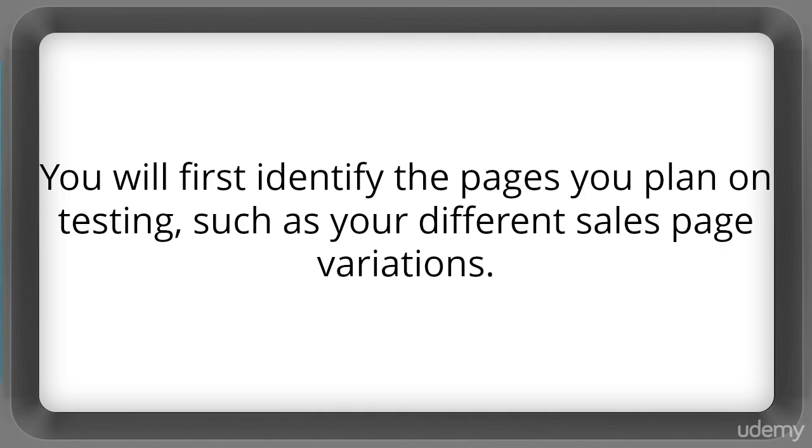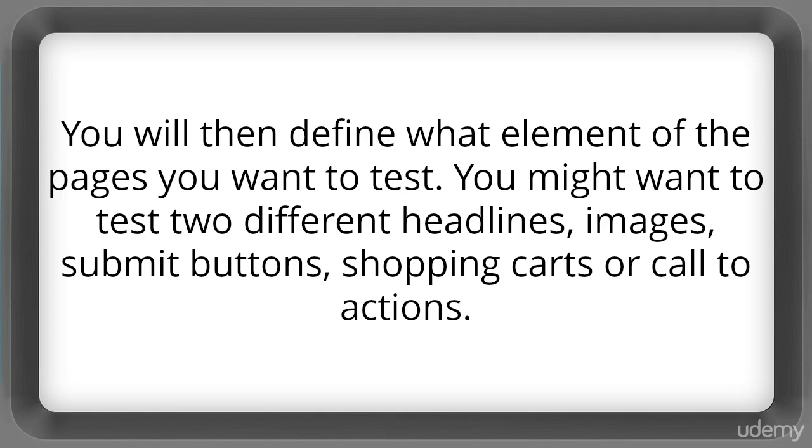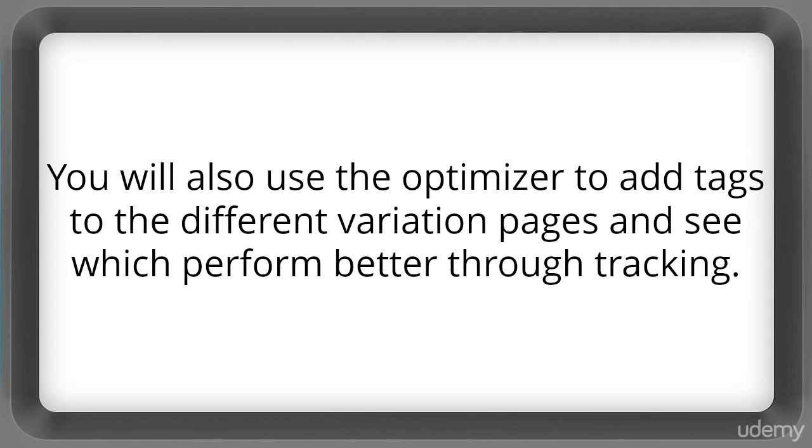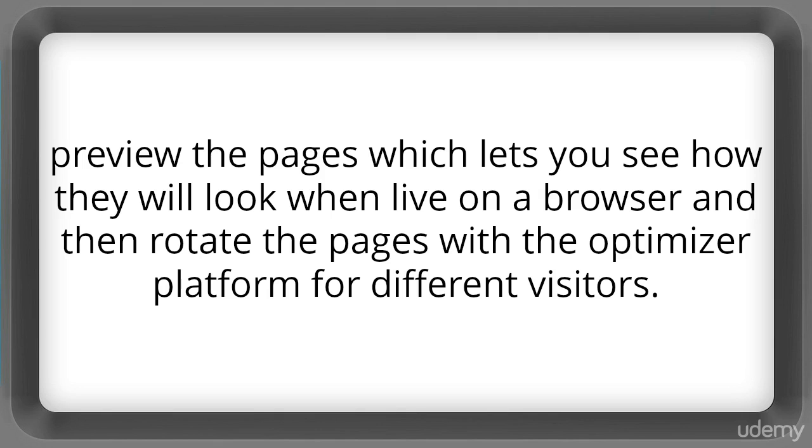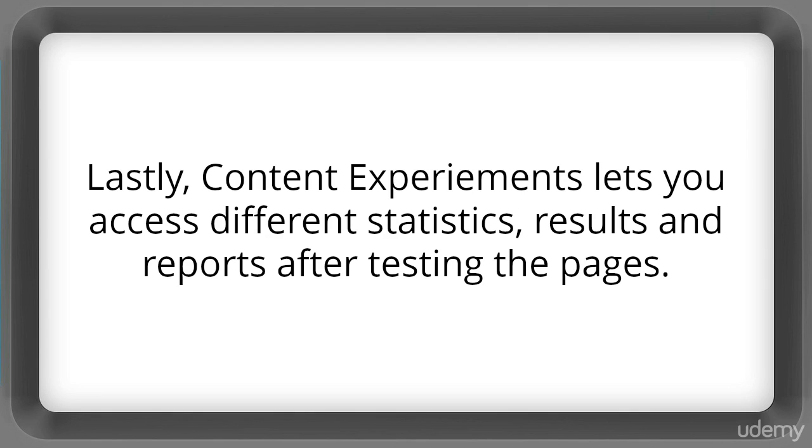You will first identify the pages you plan on testing, such as your different sales page variations. You will then define what element of the pages you want to test. You might want to test 2 different headlines, images, submit buttons, shopping carts, or calls to action. You will also use the optimizer to add tags to the different variation pages and see which perform better through tracking. Enter the URLs of the pages you are testing, preview the pages, which lets you see how they will look when live on a browser, and then rotate the pages with the optimizer platform for different visitors. Lastly, Content Experiments lets you access different statistics, results, and reports after testing the pages.